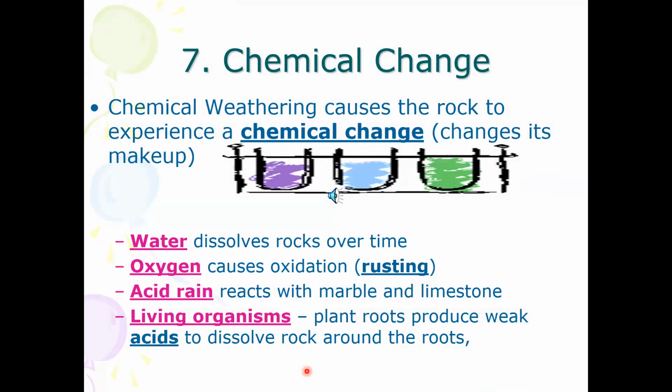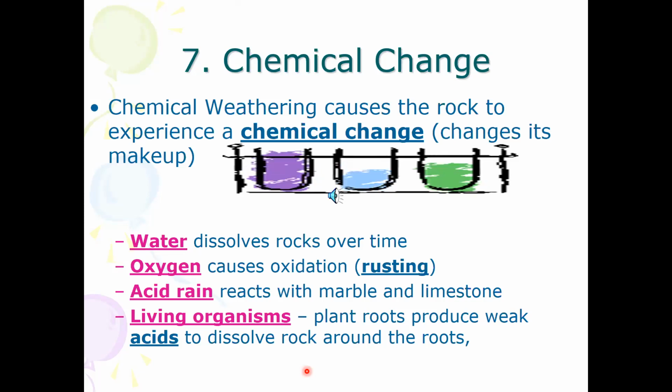Okay, so like I said, chemical weathering causes the rock to experience a chemical change. Its makeup is not going to be the same as it was at the start. Water, we call water the universal solvent. That's because if you give water enough time, it breaks down most substances. Even the biggest mountain ranges in the world eventually get broken down by things like water and some of these other processes we've been talking about. But water will dissolve things most of the time.